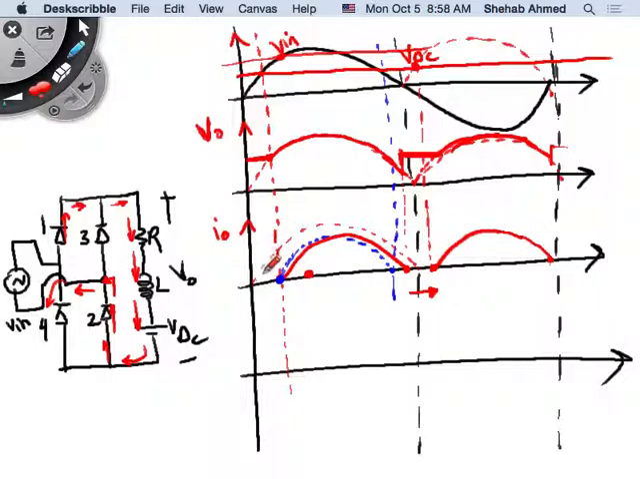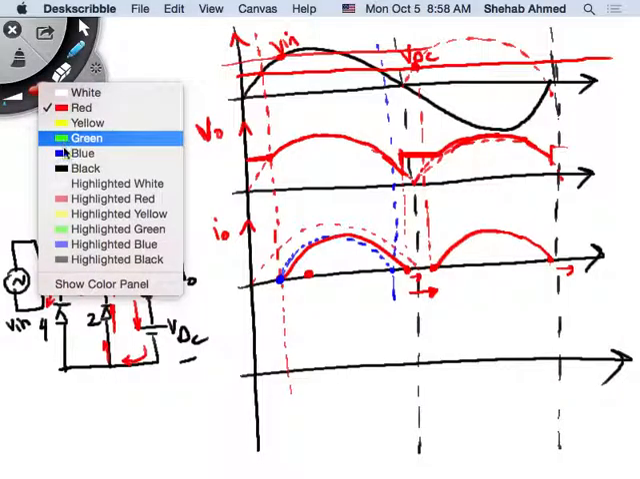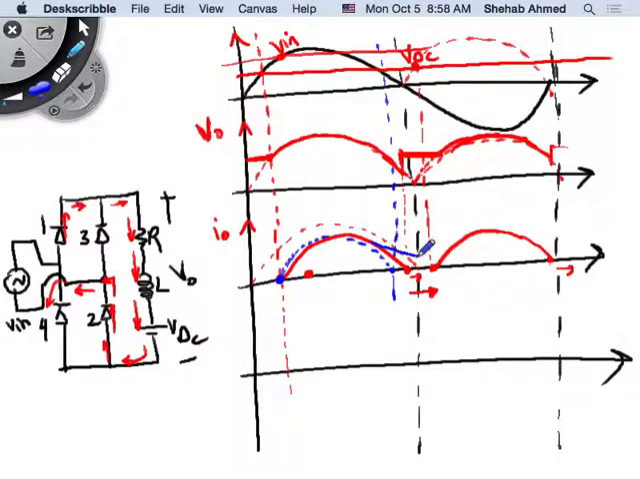If I increase the value of my inductance, what happens? This point moves to the right. This point moves to the right. At some point, for a certain value of inductance, the current will fall beyond where this starts. And this starts where the DC source is equal to the AC source, right? Similar to the full wave rectifier with an RL case that we went through. If this happens, then the current becomes continuous, right?